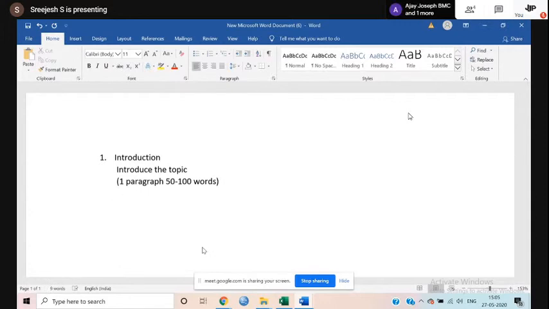And then after introducing the area, you need to come down to your topic and introduce the so-called research gap. And what is a research gap? A research gap is nothing but what is ignored in past literature, or inconsistent.